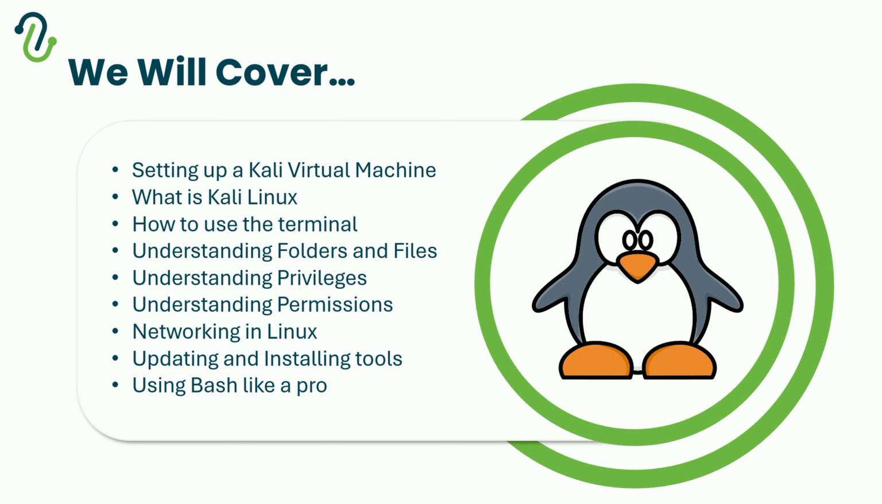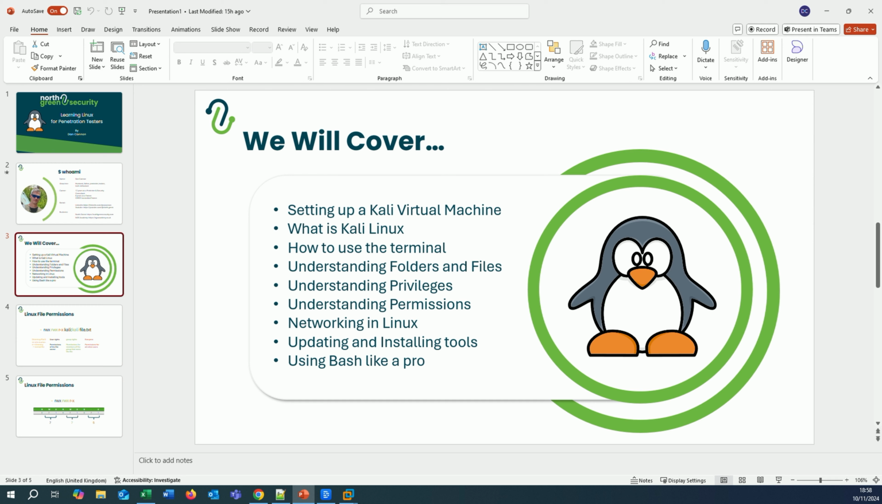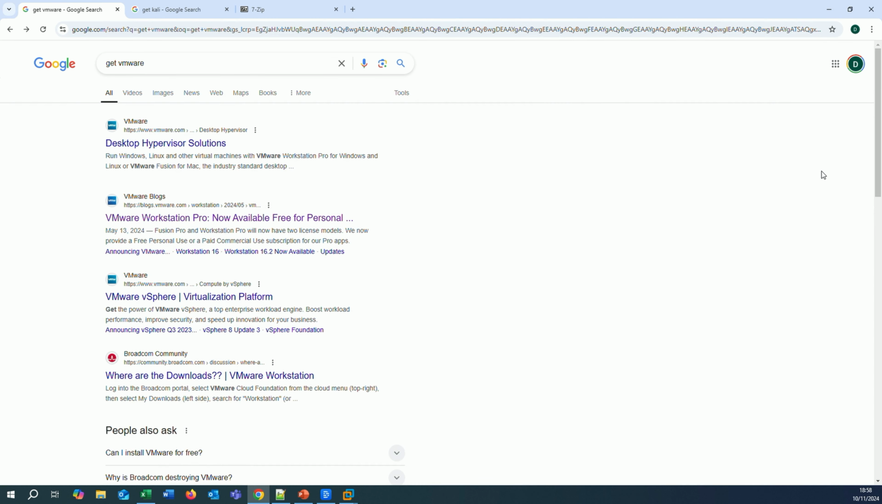So now that we know what we're going to learn, let's go and get ourselves a Kali VM. Virtual machines are commonly referred to as VMs, and they allow us to run different operating systems on our computer as though we had another machine. Now, the simplest way to do this is to go and download some software called VMware or VirtualBox, if you'd rather. For this course, we are going to use VMware.